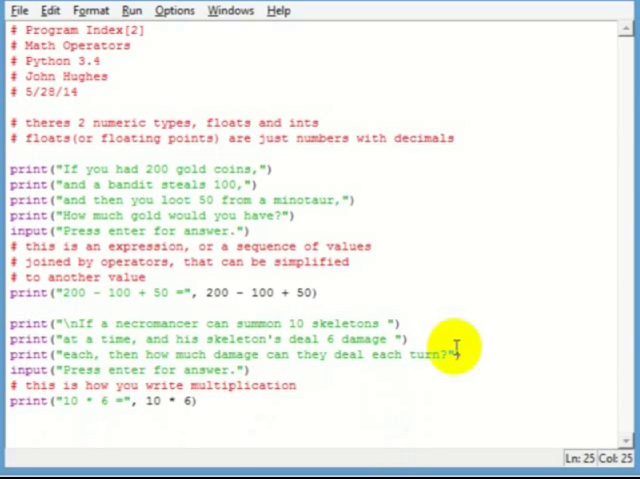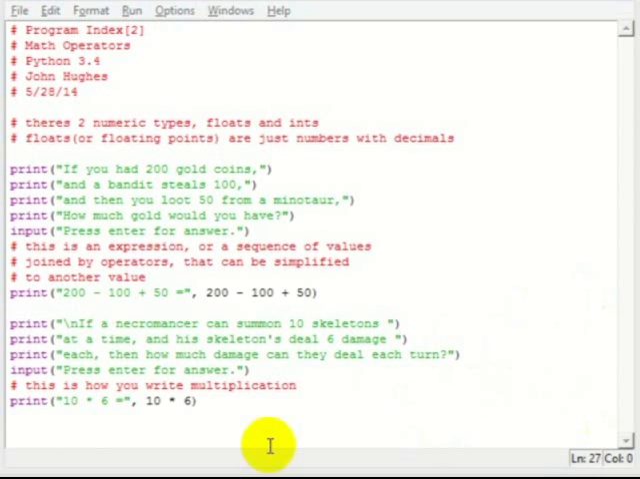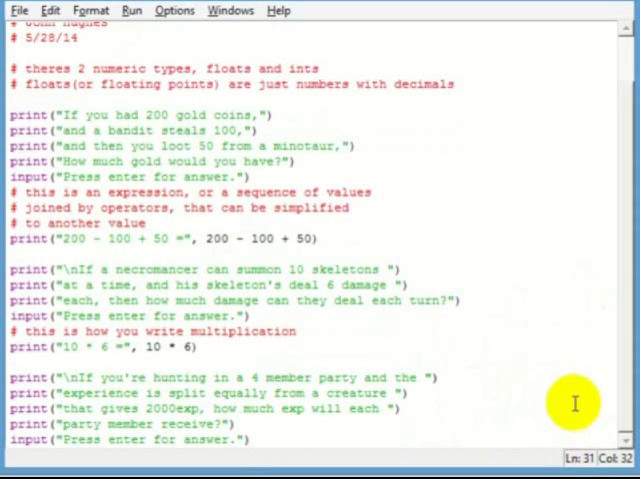And that's the multiplication operator, which is just an asterisk. Don't try to use a lowercase x because Python does not recognize that. So now let's go on to the true division operator. And here's the problem for that. Say you're hunting with 4 people, and y'all all get equal EXP every time you kill a creature, and the creature you're killing gives 2,000. So how much is each person going to receive if they get equal shares?